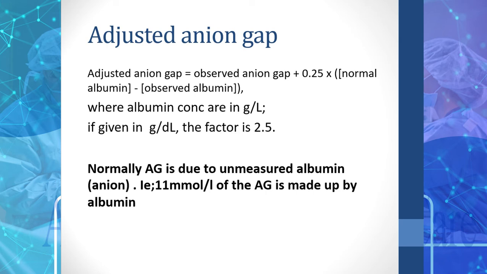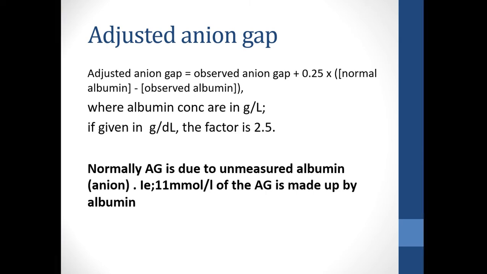It is the observed anion gap. Now I measured the anion gap of the patient. I calculated it, for example, it is 14. The albumin of the patient is 2. So that's what I will do. The normal albumin is 4 minus 2, the observed albumin. I will multiply it by 0.25. Okay, if the albumin is represented in grams per liter. If the albumin is represented in grams per deciliter, the factor will be 2.5. This is the adjusted anion gap.